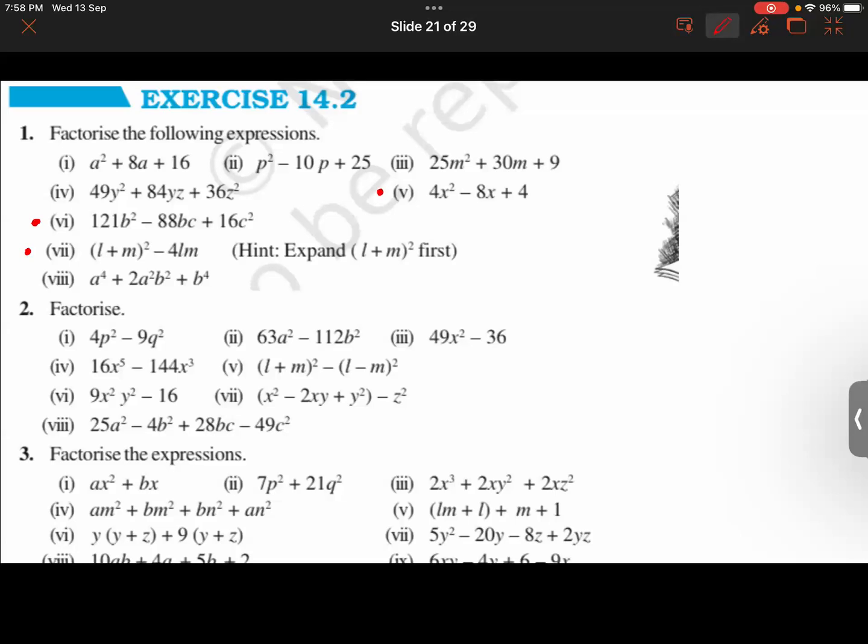Remember, in the questions which are given here, you have to use the identities. This question will be solved using the identities. We also have to tell which identity we used. Obviously, you have to mention which identity you are going to use in the question. Okay, sir. These three identities will be used.